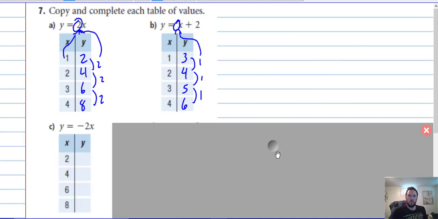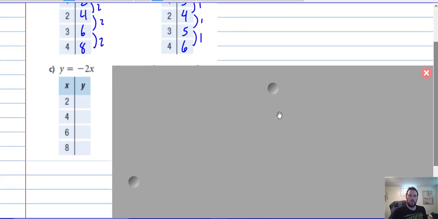All right, let's do one more here. This time we have negative. So again, if I plug a 2 in, I get negative 4. If I plug a 4 in, I get negative 8 and negative 12 and negative 16. And notice the rate of change here, instead of going up, we are going down. And that's what that negative in front of the 2 tells me is supposed to happen.